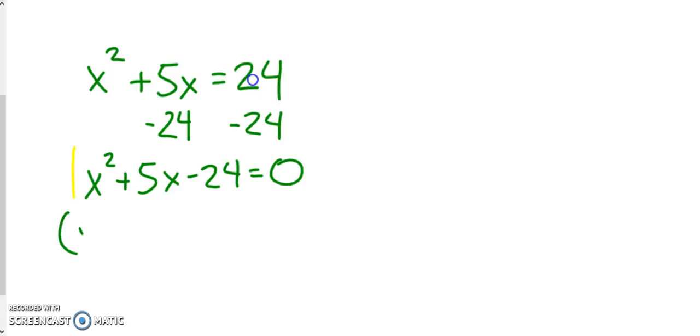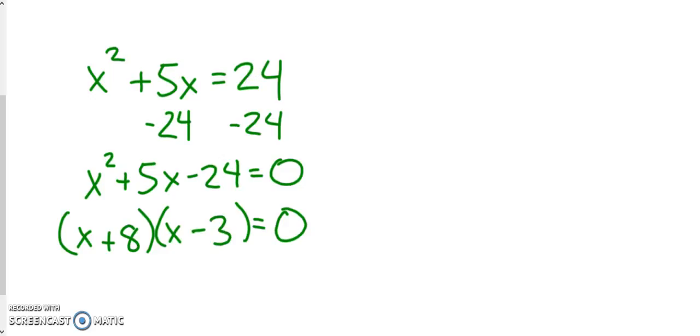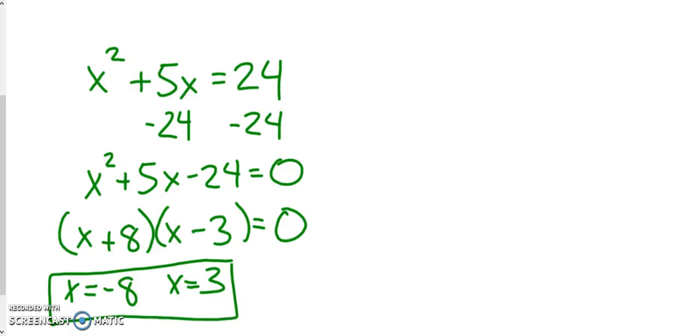And so in reality, I just have to do an x and an x, and I have to figure out what adds to give me positive 5, but multiplies to give me negative 24. That happens to be 8 and negative 3. So if x plus 8 equals 0, that would mean that x equals negative 8. And if x minus 3 equals 0, that means that x equals 3.